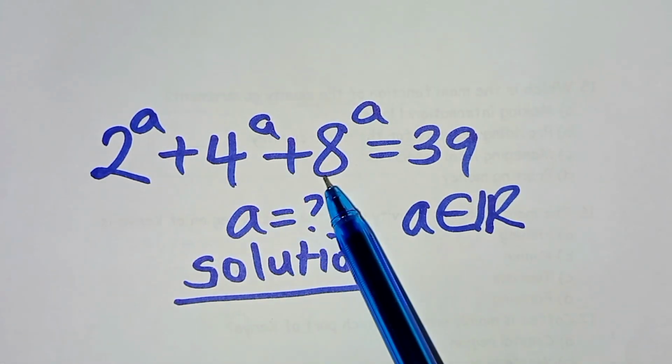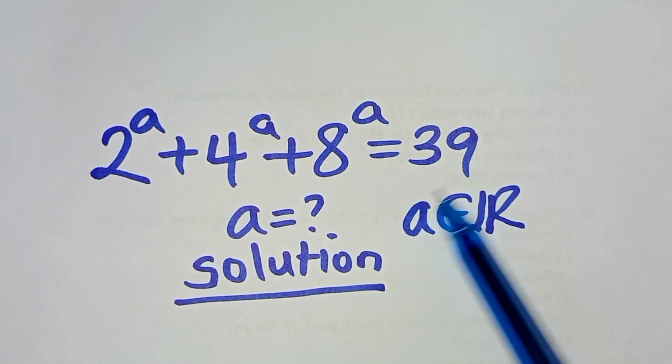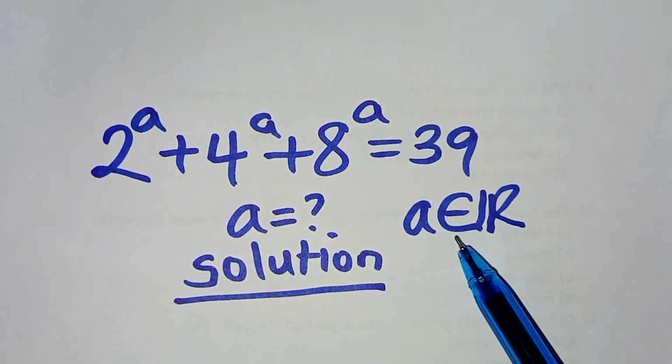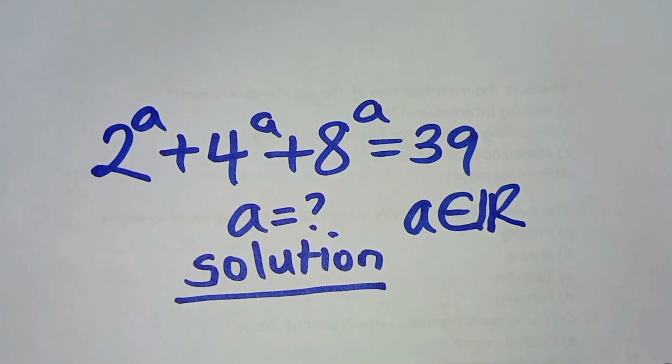Given this nice algebra problem, which is 2 to power a plus 4 to power a plus 8 to power a, this is equal to 39. So what is the value of a? And given that a is a member of the real numbers.